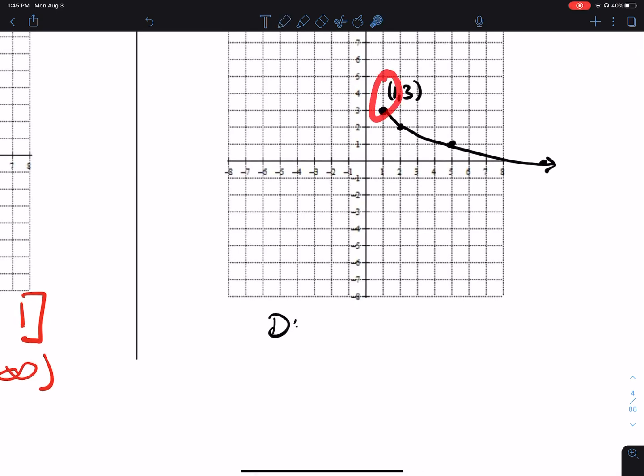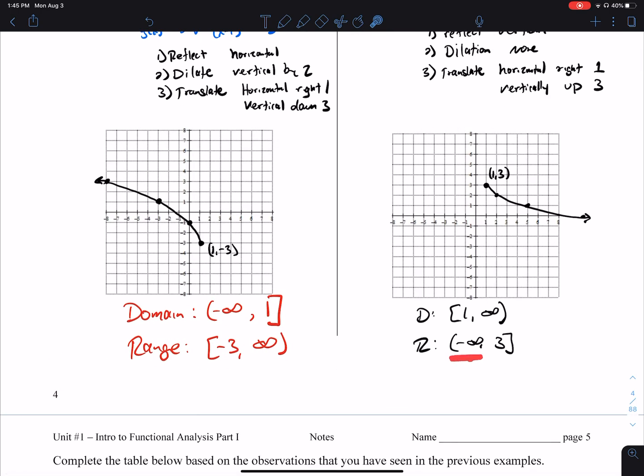Domain starts at positive 1, it includes it, and it goes to the right forever. The range, since this goes right and down forever, we want to go from small to big. The range goes from negative infinity until it gets to 3, then it stops. For the range, negative infinity means down, positive infinity means up. For the domain, negative infinity means left, positive infinity means to the right. Now let's look at this formally.